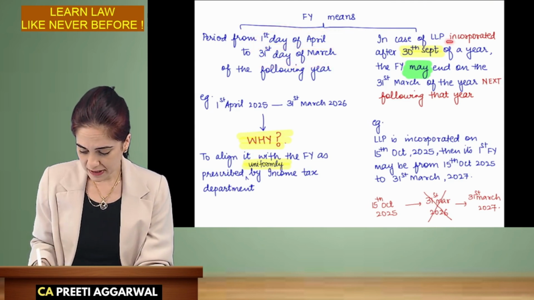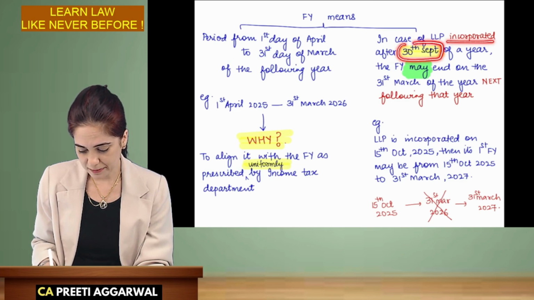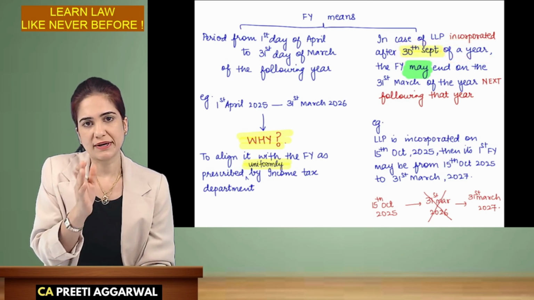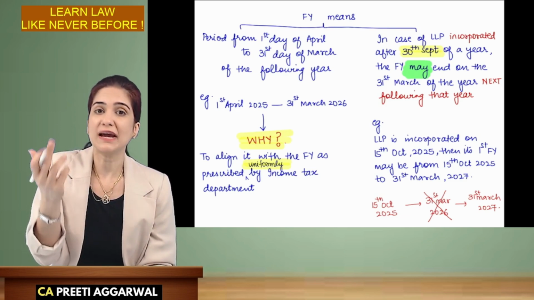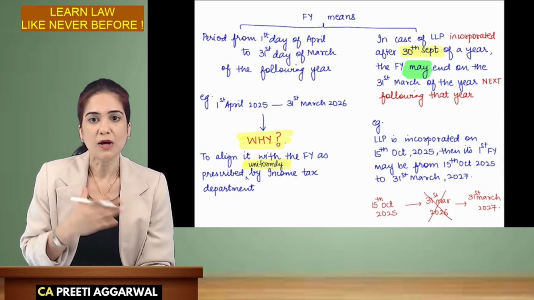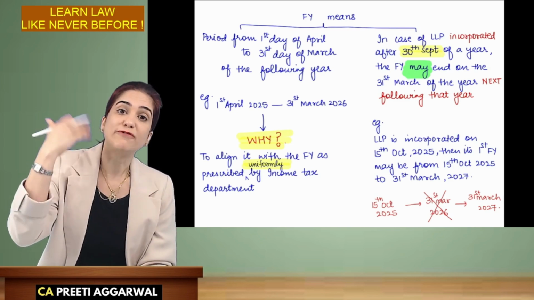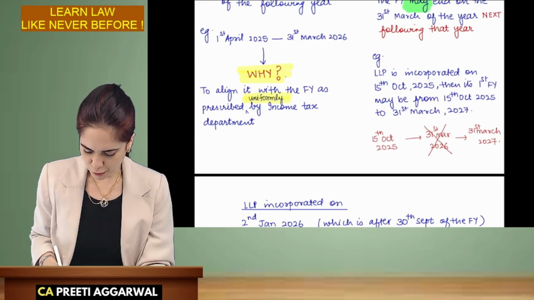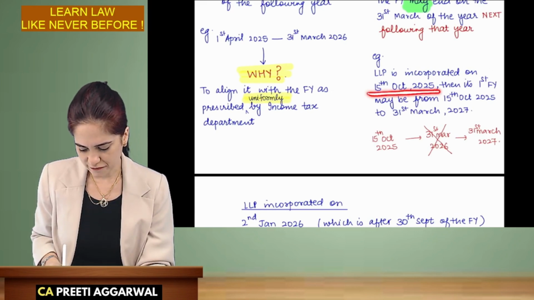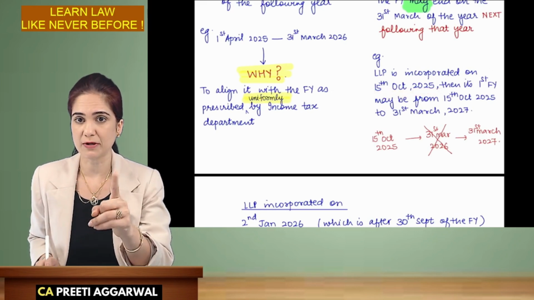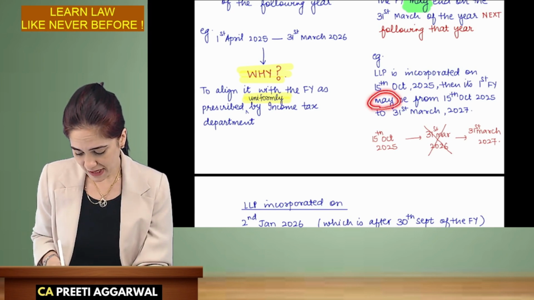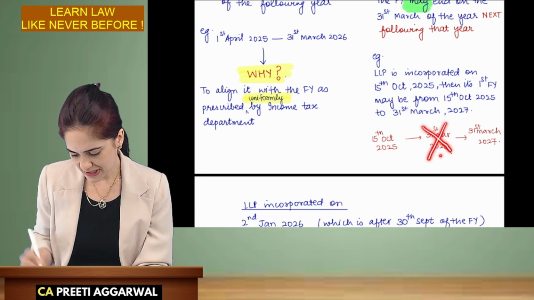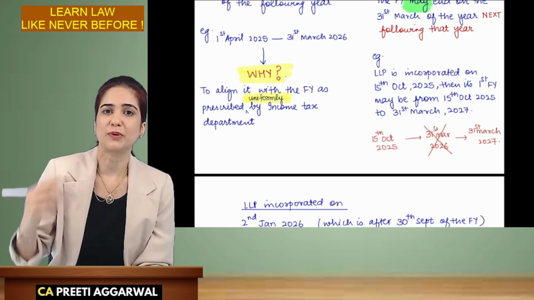In case of LLP incorporated after 30th September of a year, okay, so if you are incorporated after 30th September, then the financial year may end, it is not compulsory, but we are allowing you to end it on 31st March of the year following that year. Wait, if the LLP is incorporated, let's say on 15th of October 2025, this is after 30th of September, then the first financial year may be from 15th October 2025, not ending on 31st March 2026. Instead, you can end it on 31st March 2027.